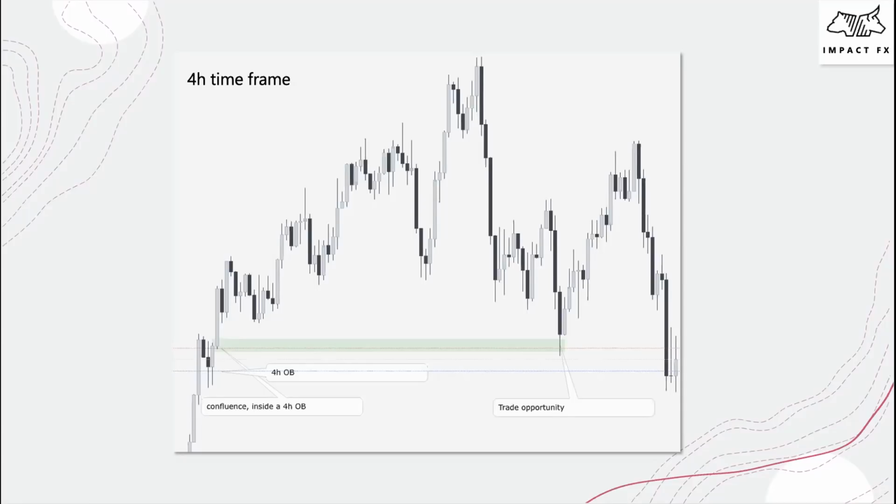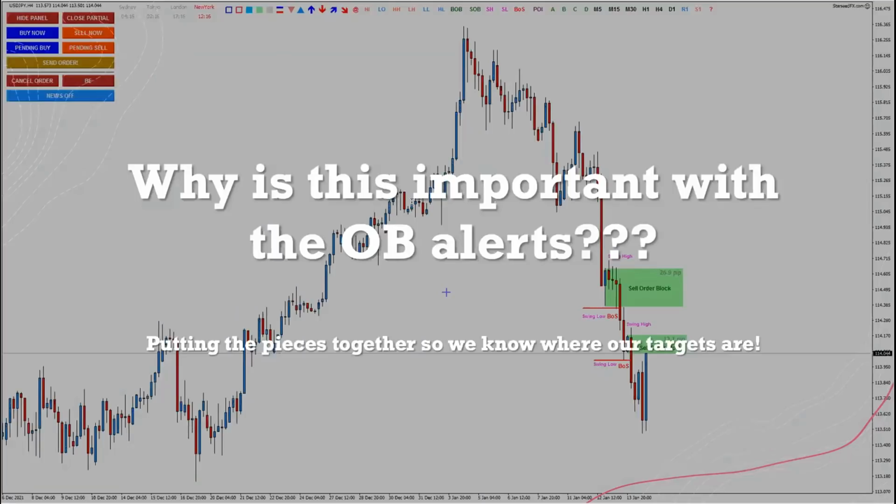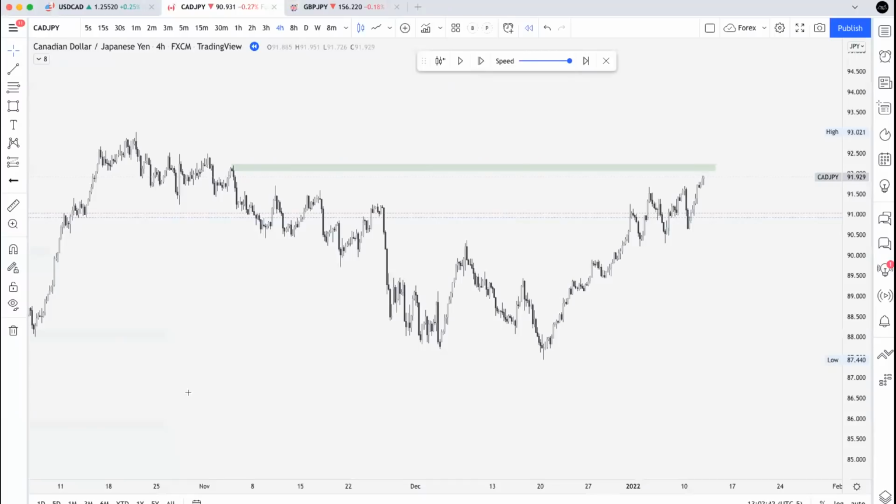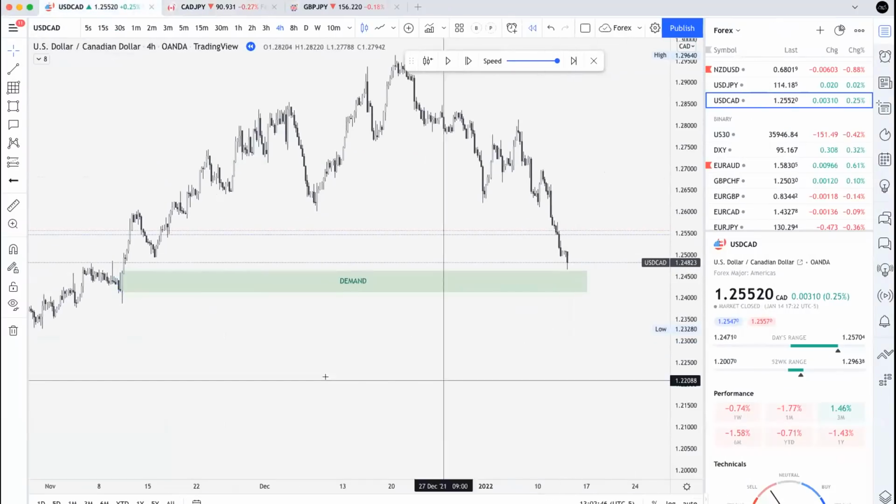So let's look at all of this combined, putting the pieces together, and go through some alerts that Ann sent out last week, okay? So this is the USD CAD 4-hour Jan 13th alert. This was a buy order block, all right? So let's just open up TradingView, and we're going to go to this alert, okay?